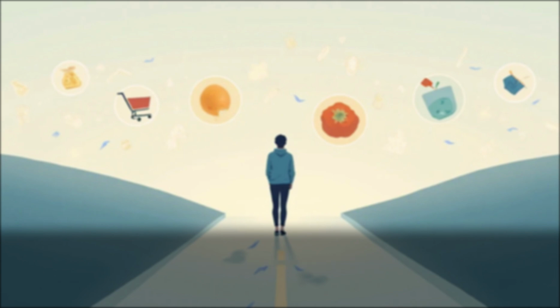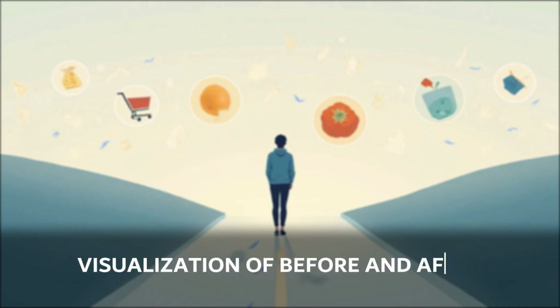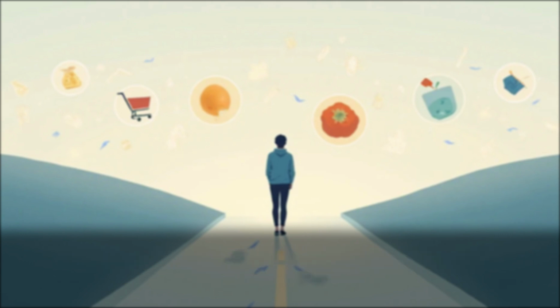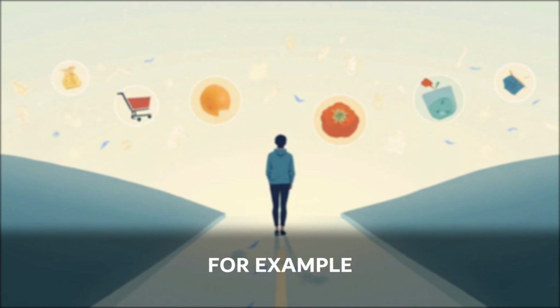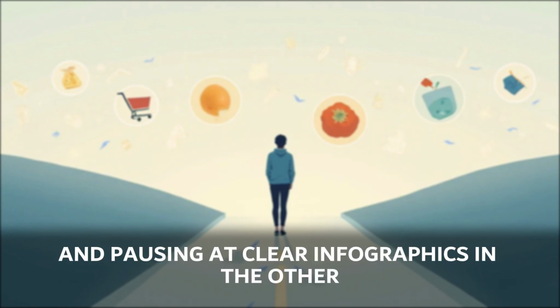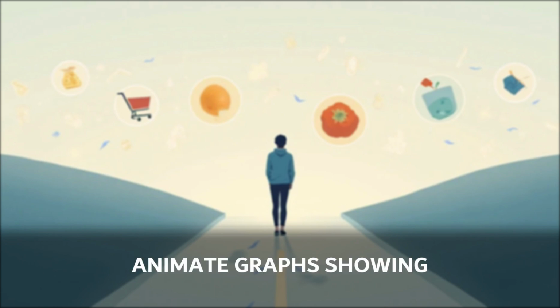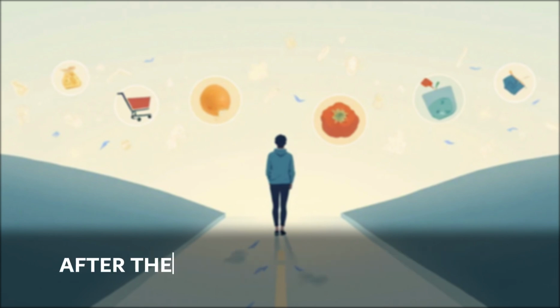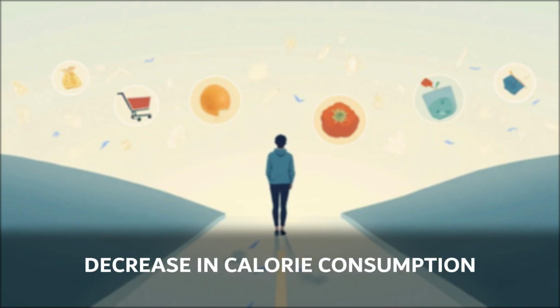Nudge for videos: how to visualize the theory. Nudge theory is perfectly suited for the video format, as it allows for a clear visualization of before and after. Comparative scenarios: film 2 identical scenarios, one with a nudge and one without. For example, show a person scrolling through a complex contract in one case and pausing at clear infographics in the other. Data visualization: animate graphs showing how the behavior of thousands of people changes after the implementation of a nudge, increase in pension savings, decrease in calorie consumption.